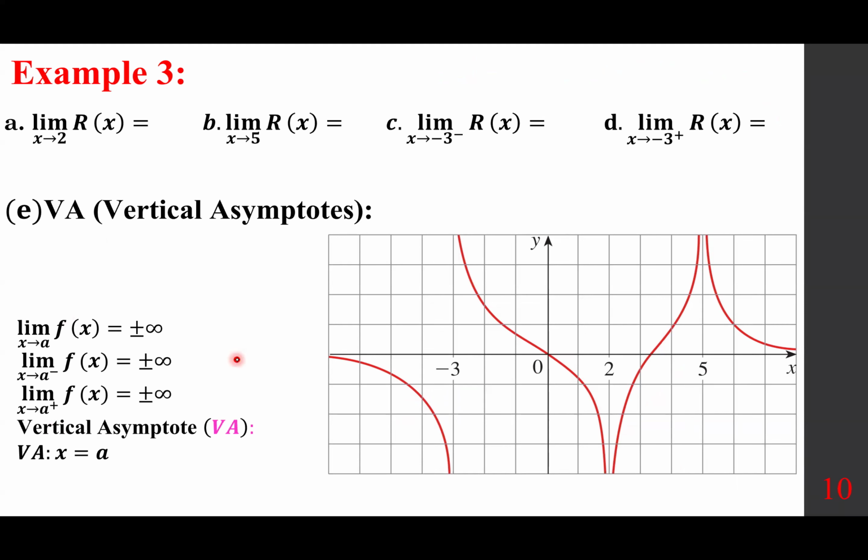Reminding you of the definition of a VA, vertical asymptote: if the limit of f of x as x approaches a, either from the left or right, is negative or positive infinity, then x equals a is a vertical asymptote. Starting with the first one, limit of r of x as x approaches 2. So you locate the 2 along the x-axis. As you approach it from the left or right, makes no difference. It's going down to negative infinity.